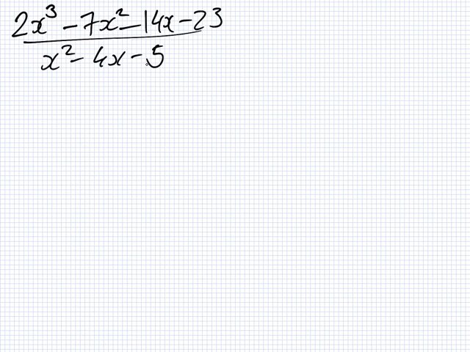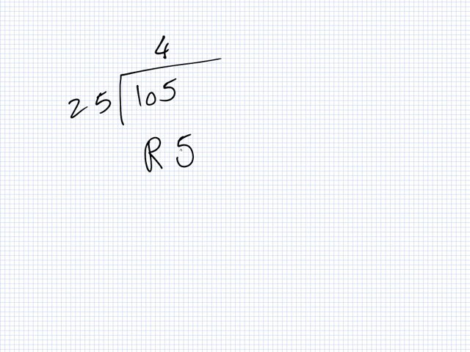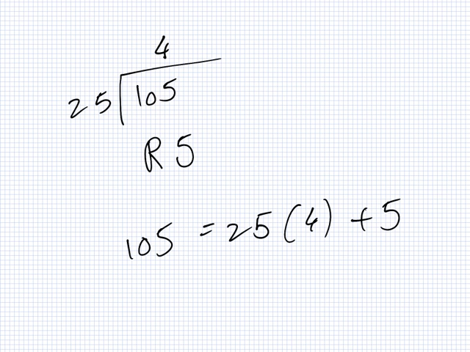Okay, well the first thing we'll do is a long division, because have a look at this. Suppose I had 105 and I divide it by 25. That goes 4 times and the remainder is 5. Yes? You can say 105 equals 25 times 4 plus 5. In other words, this is equal to this, multiplied by this one, plus the remainder. Do you get the idea?